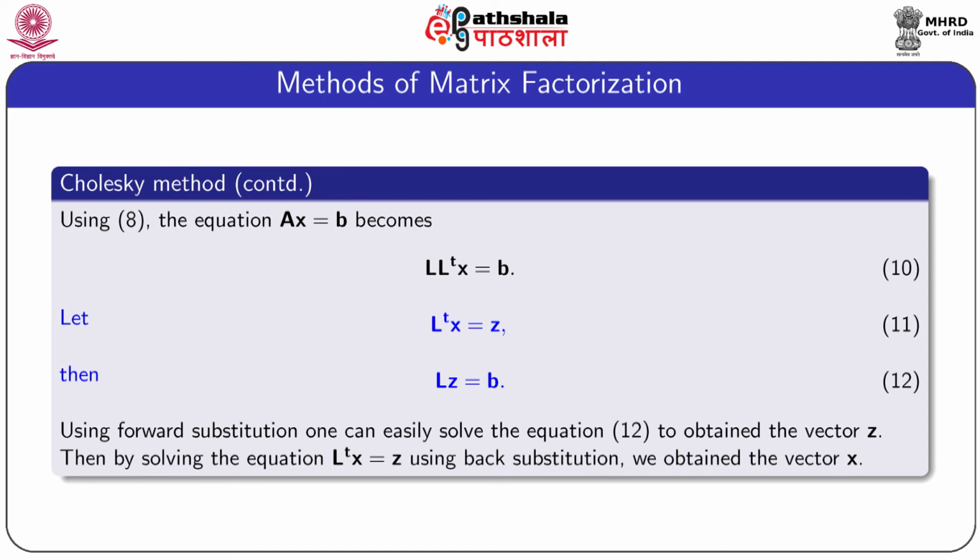So using this notation, the equation Ax = B becomes LL transpose x = B. Let L transpose x = Z, then equation 10 becomes LZ = B. Using forward substitution, one can easily solve equation 12 to obtain the vector Z, and then by solving equation 11, that means L transpose x = Z, using back substitution we obtain the solution vector x.